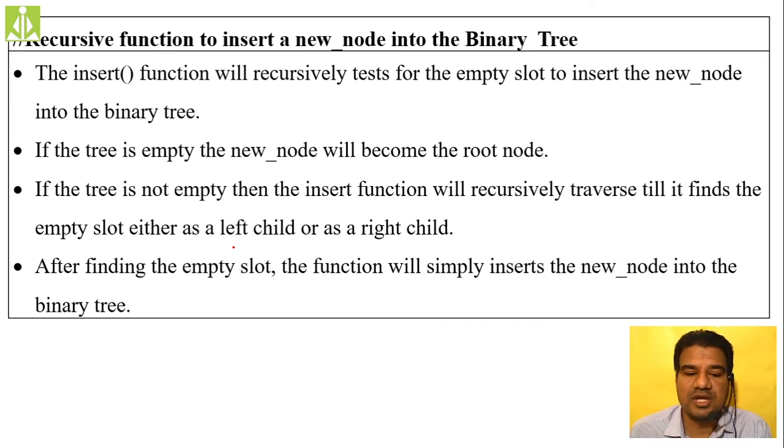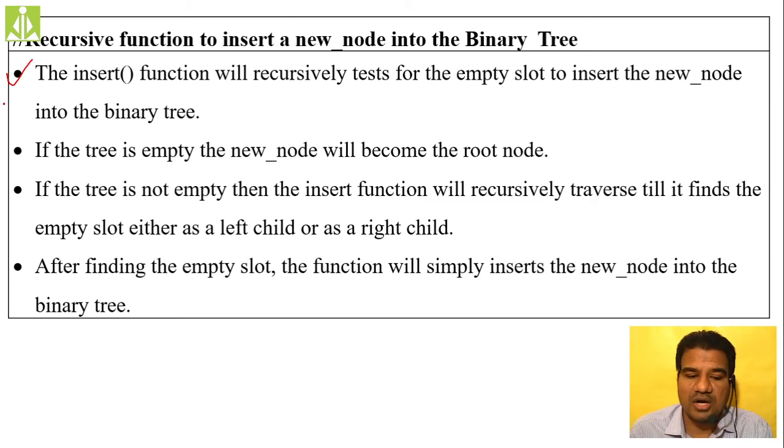The insert function will recursively test for the empty slot to insert the new node into the binary tree. If the tree is empty, the new node will become the root node. This I have explained. So the insertion function will check for an empty slot, a null node, so that it can insert the new node at that location. If it is unable to find an empty slot at that level, it will go to the next level.